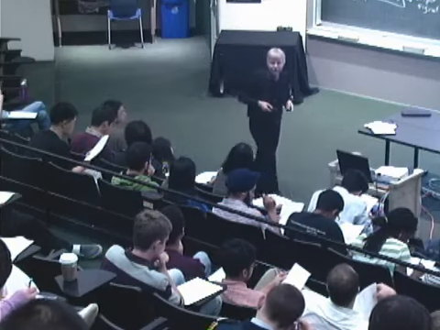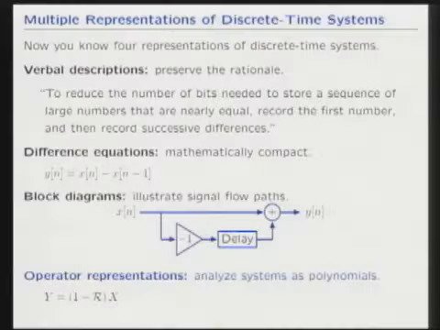In the interest of time, I have to stop now. The idea from today was supposed to have been lots of representations for DT signals and systems, with the strengths and weaknesses of each: difference equations are concise and precise, block diagrams visualize signal flow paths, and operators let us think about things as polynomials. What we'll do in the next few sessions is try to build on that polynomial representation to gain further insights into the way that systems will work. Thank you.